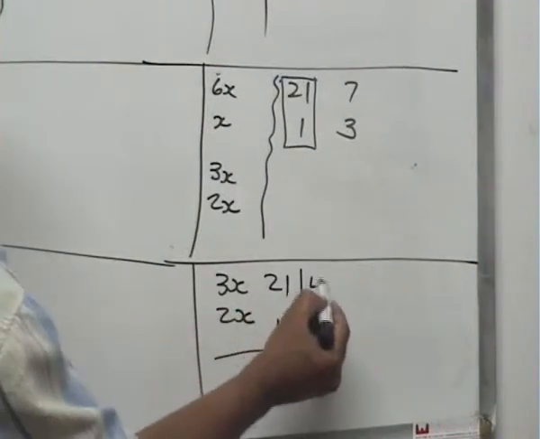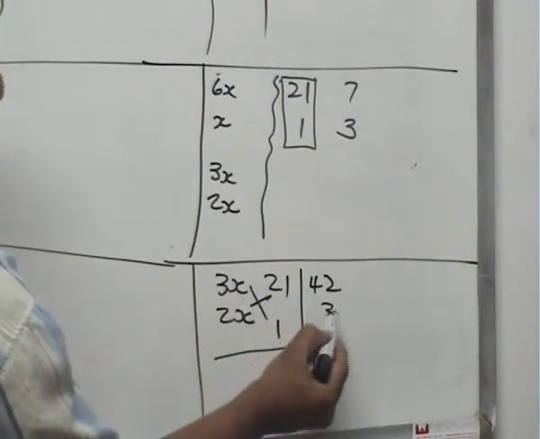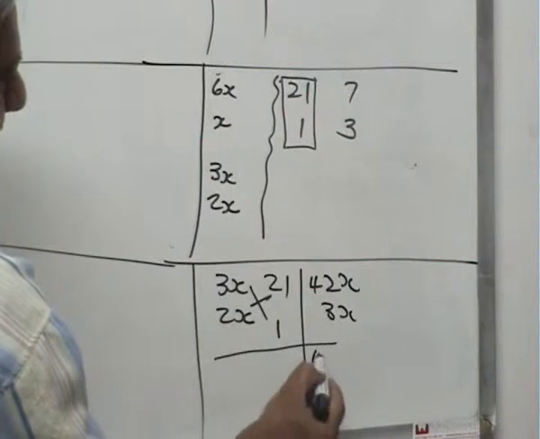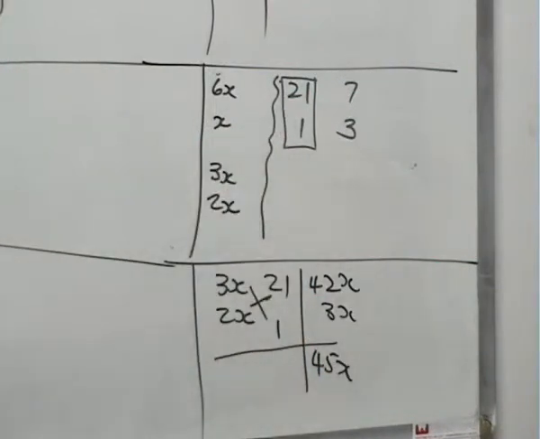2 times 21, 42. 3 times 1, 3. Add it up, 45x. So if you choose that one, it's going too big. That means I must choose the other one. I must choose 7 and 3. So I've chosen the wrong one. So it's a trial and error thing.